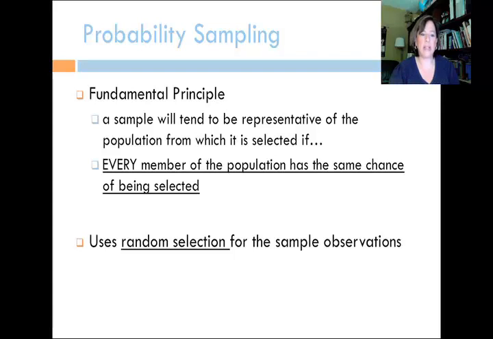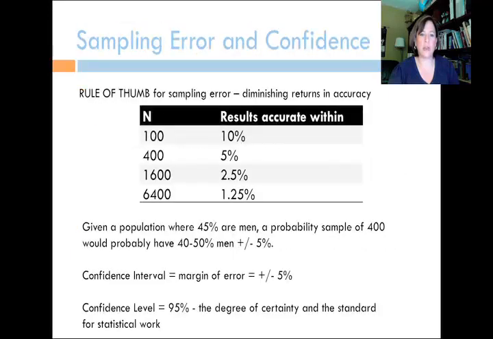So probability techniques use random selection to create the sample. This gives you a picture of the diminishing returns. The rule of thumb for selecting a sample for sample size is that you want to get to about the 5% accuracy results.